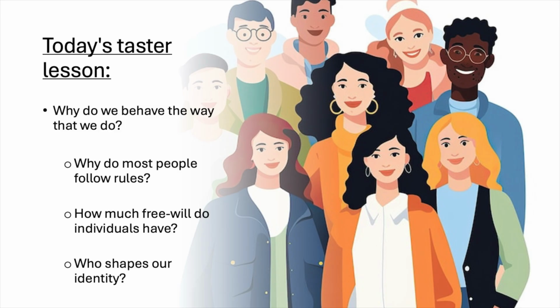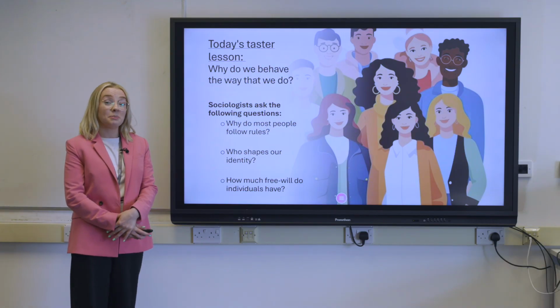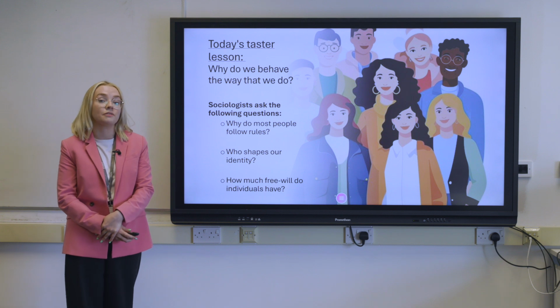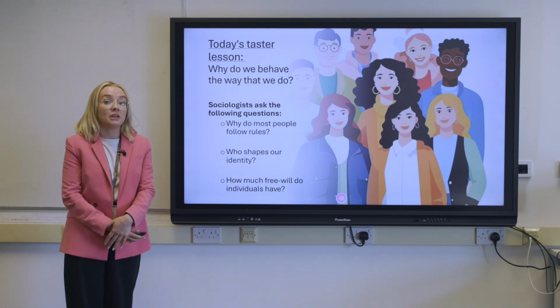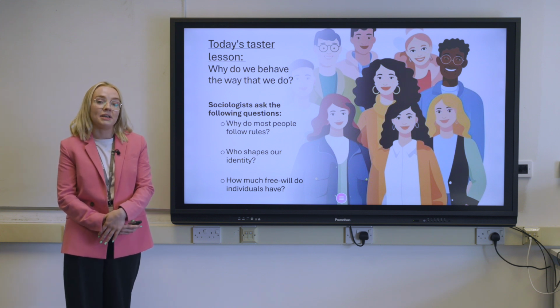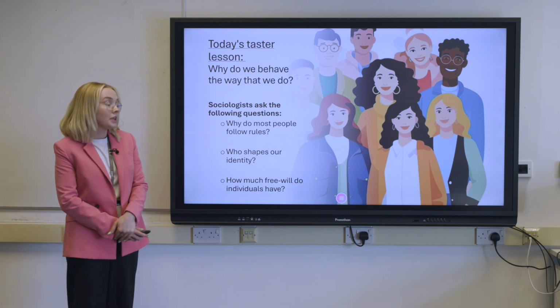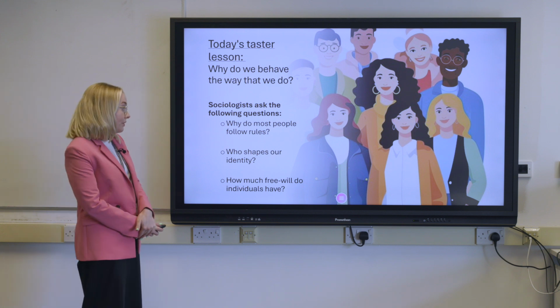So today's taster is going to be about why we behave the way that we do. And we're interested in looking at why people follow the rules. Now, the rules are always changing, the laws are changing, but people tend to adapt pretty quickly. So during COVID, the rules changed on how to behave in a supermarket, and most people just adapted straight away. So we're really interested in why was that? Is it because you are forced to follow the rules, or is it because you make a conscious decision? So different theories will have different views on that.